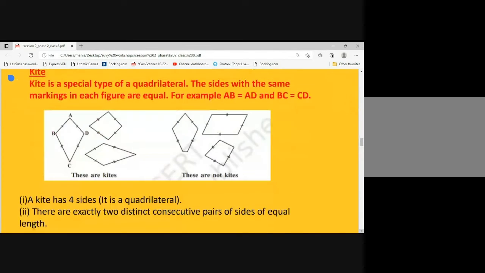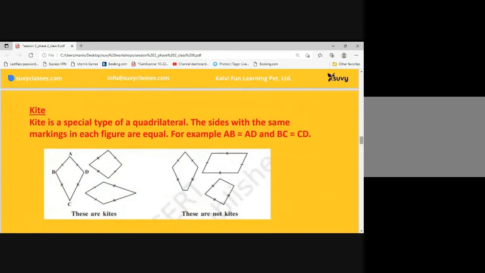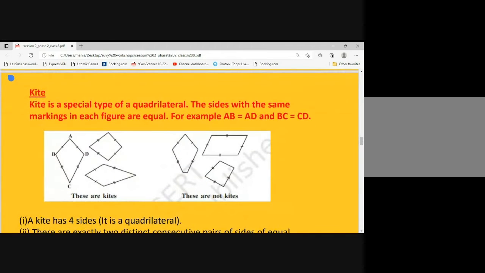Next, have you ever studied about the figure kite? Yes, ma'am. I've seen a kite, but actually I've not read about it. The closest thing I have read about is rhombus. Okay. So see, what is a kite? Kite is also a special type of quadrilateral. The sides with the same marking in each figure are equal.